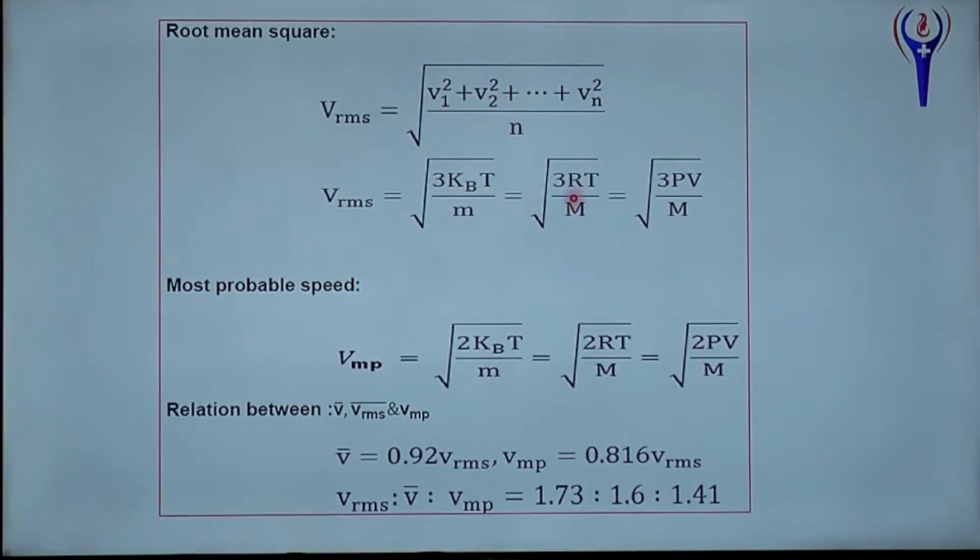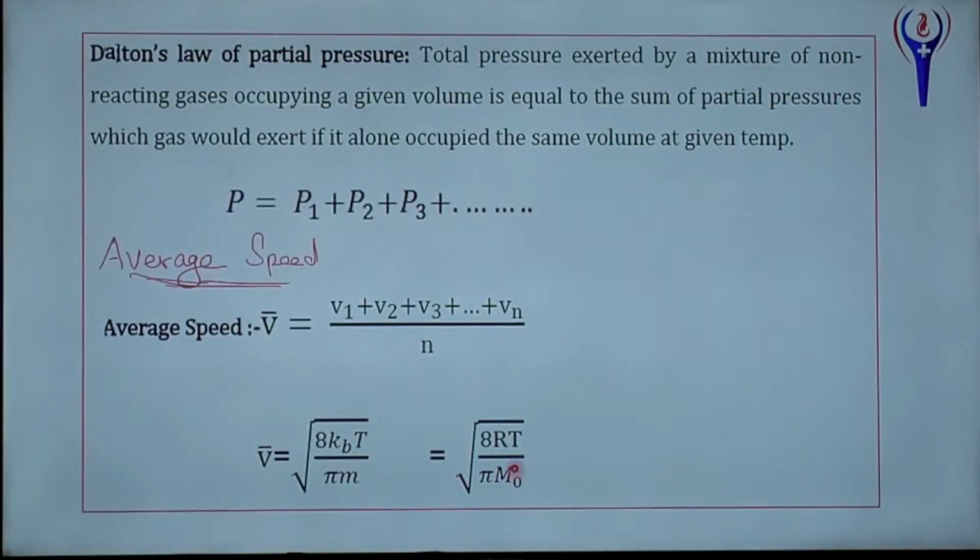And already we may know RT equal to PV, then substitute, 3 PV by m. That is, energy or work is equal to pressure into volume, P into V. So RT can be replaced as PV. Therefore, square root of 3 kT by m or square root of 3 RT by m equal to square root of 3 PV by m. Same way here also we can write square root of 8 PV by pi m naught also. Okay.